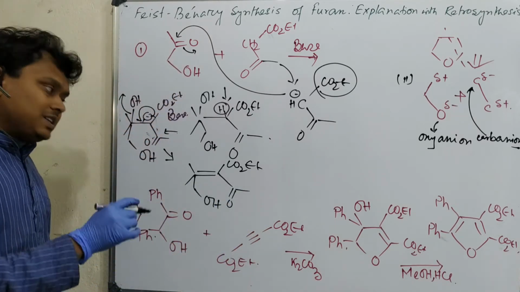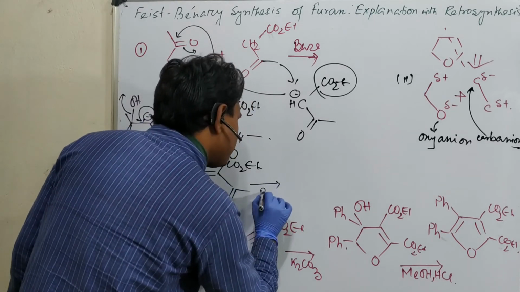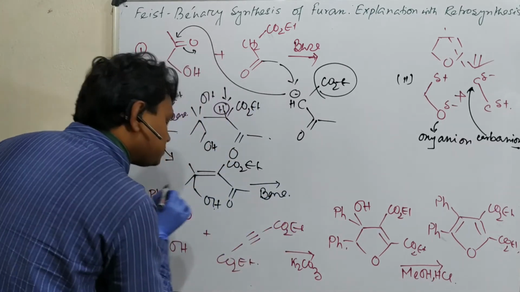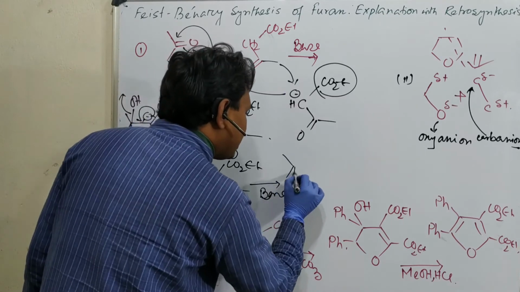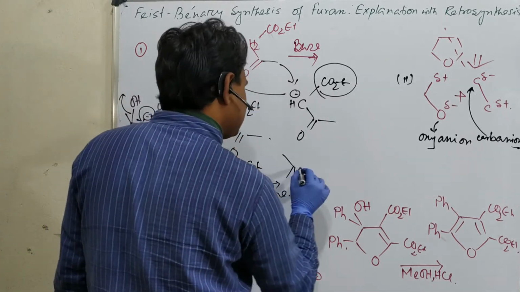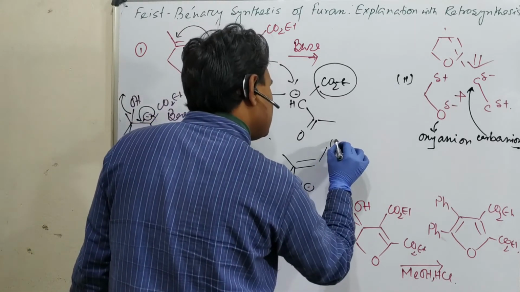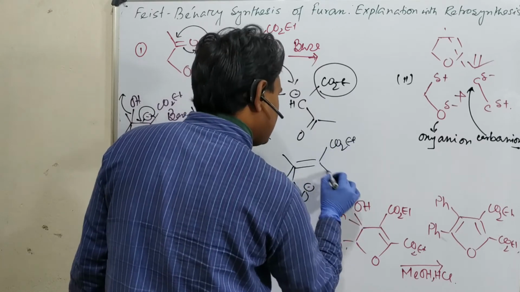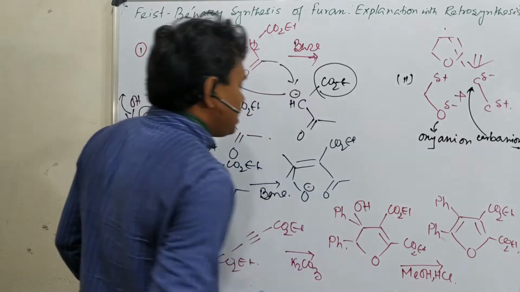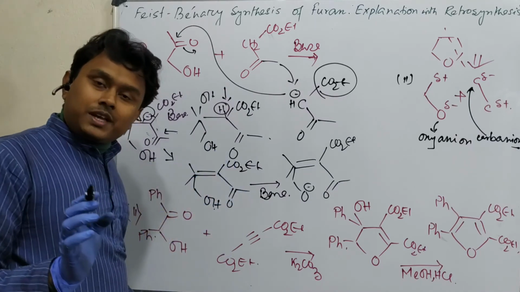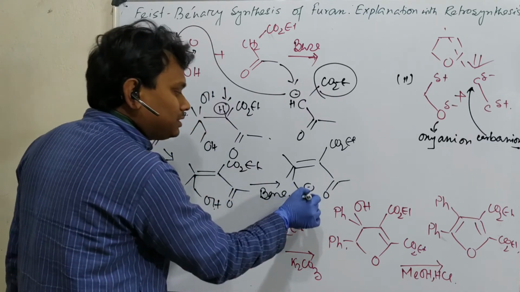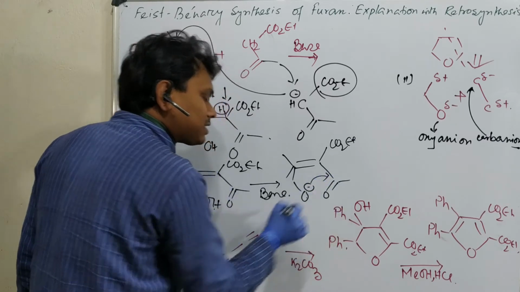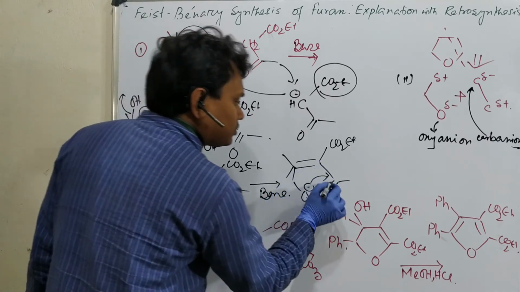Now in the medium there is base. So what can the base do? Base can abstract this proton to generate the O minus. This double bond, CO2Et, carbon. Now this is an intramolecular reaction, a 5-member ring. This is the oxygen anion, this is the carbon center. The nucleophile will attack, and it will open up.